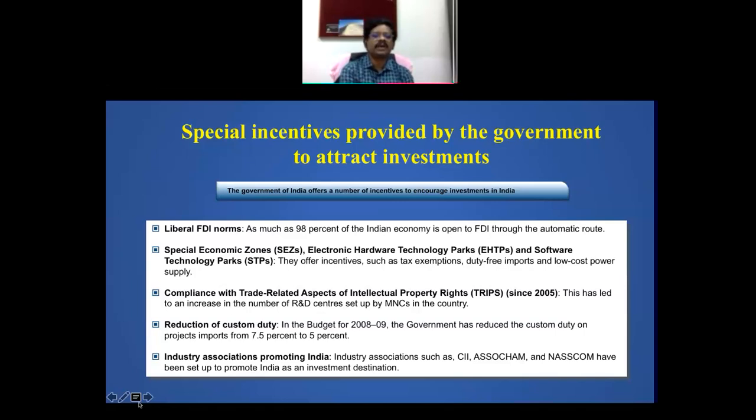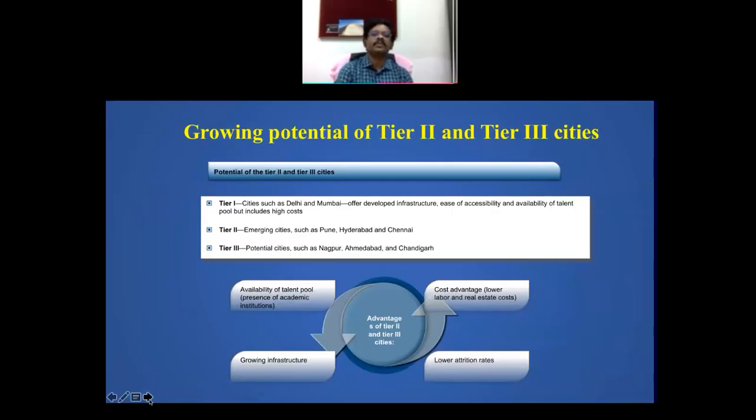In that way, you can see how industry associations are promoting young people to become entrepreneurs. Another important thing here is the growing potential of Type 2 and Type 3 cities. We know how the cities are developing now. No longer are industries or even businesses confined to only Type 1 cities. In Type 2, Type 3, and even Type 4 cities, you can now see a lot of business opportunities.